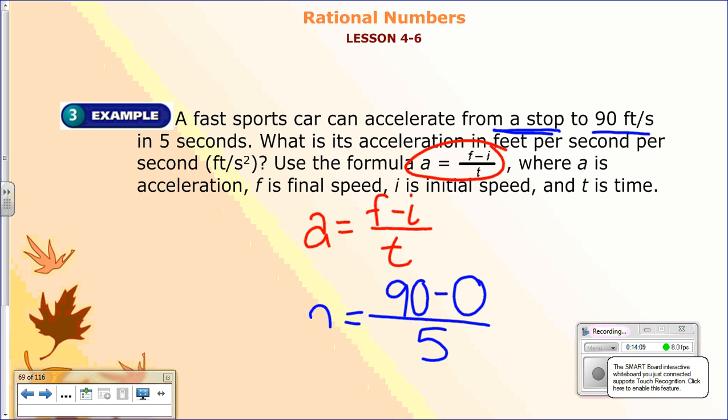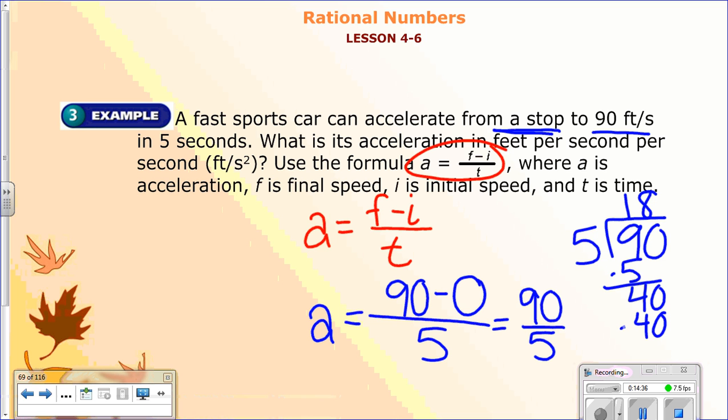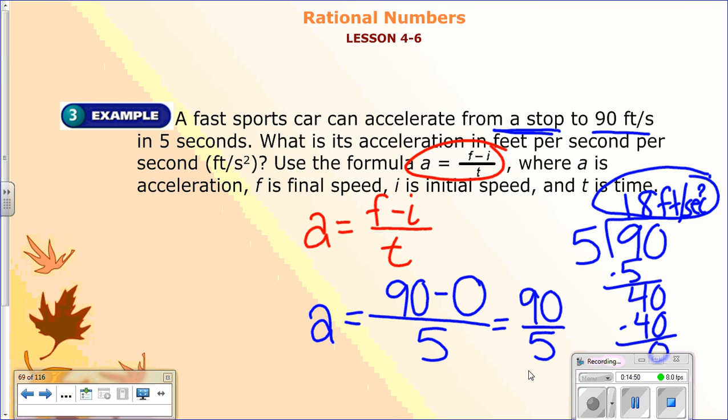So if I wanted to find out what my acceleration is, I need to go ahead and solve this. Well, 90 minus 0, I have to simplify the top, is 90. And time is 5. I can't simplify that, so I divide it out. 90 divided by 5. Well, 5 goes into 9 once, and 5 goes into 40 8 times. So subtract that out, and I get 18 feet per second squared. Because it says up here, what is its acceleration in feet per second, or feet per second squared? And that would be our answer.